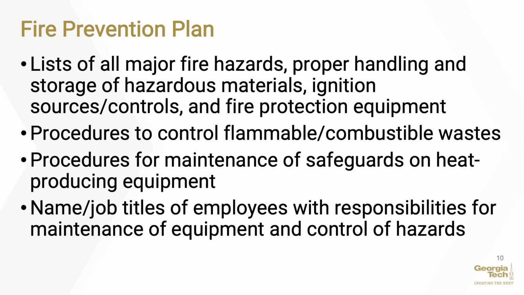At a minimum, your fire prevention plan must include a list of all major fire hazards, proper handling and storage procedures for hazardous materials, potential ignition sources and their control, and the type of fire protection equipment necessary to control each major hazard. Procedures to control accumulations of flammable and combustible waste materials, procedures for regular maintenance of safeguards installed on heat-producing equipment to prevent the accidental ignition of combustible materials, the name or job title of employees responsible for maintaining equipment to prevent or control sources of ignition or fires, and the name or job title of employees responsible for the control of fuel source hazards.